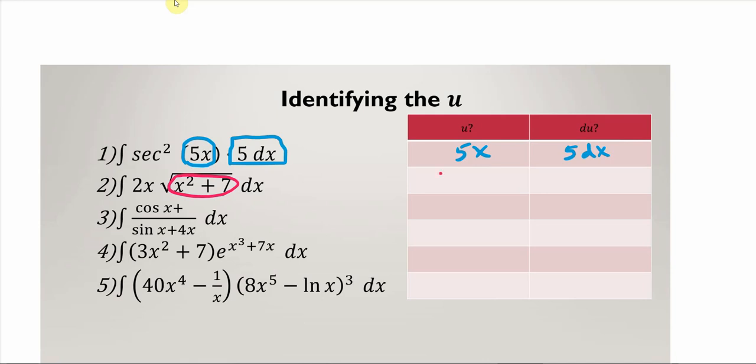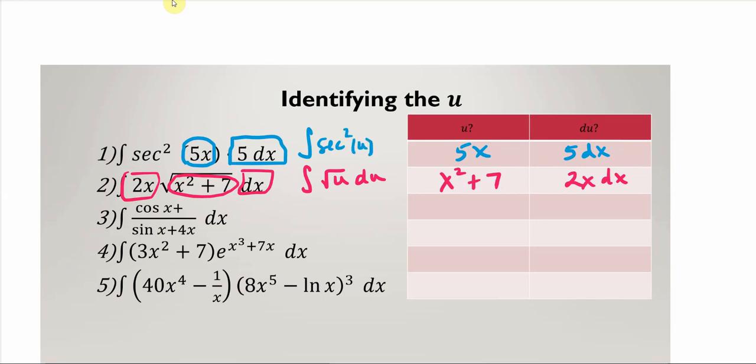So my u is going to be x squared plus 7, and my du is going to be 2x dx. So this is part of my box right here, and this is part of my box. So now this problem becomes the integral of the square root of u du. And the top one, example number 1, becomes the integral of secant squared of u du. And of course, you know that the derivative of tan is secant squared. And here I have u to the 1/2, so it's going to become u to the 3/2, multiplied by 2/3.